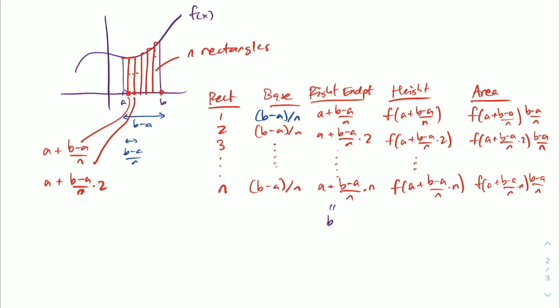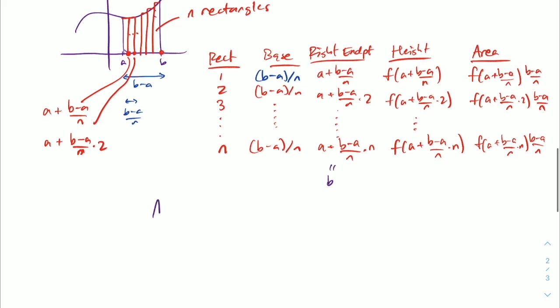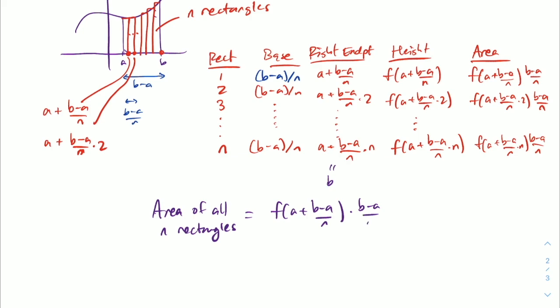Okay, and then if I want to find the area of all the rectangles, of all n rectangles, I just sum these values. So I'll have f of a plus b minus a over n times b minus a over n plus, and then all the way up to f of a plus b minus a over n times n, times b minus a over n. Okay, so this is a formula for the approximation of the area under a curve.